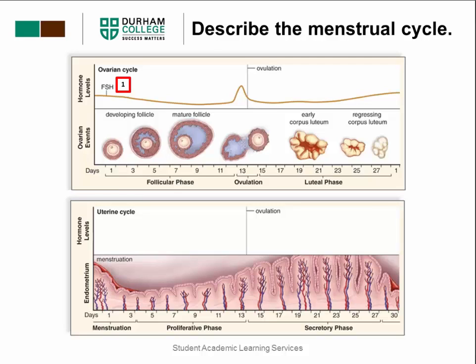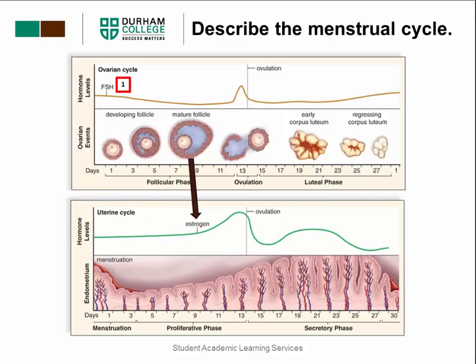Because the follicle is maturing, the nourishing cells within the follicle start to release estrogen. This increase in estrogen, as you can see here, starts the proliferative phase, the thickening of the endometrial lining within the uterus. This is hormone number 2 that we spoke about on the earlier image. As more and more estrogen is being produced, we can see that just prior to ovulation, there is a large increase in estrogen.